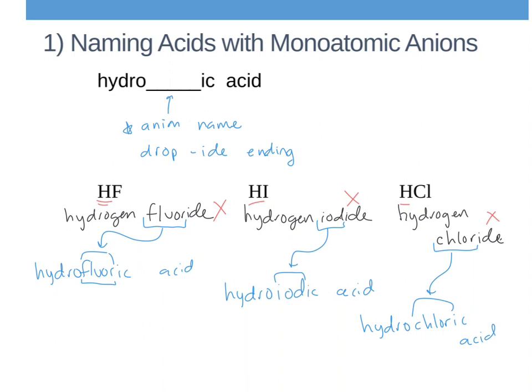It's your stomach acid. Hydrochloric acid is a real common acid, muriatic acid. So that's how you would name acids that just have simple anions, like hydrofluoric acid, hydroiodic acid, hydrochloric acid.